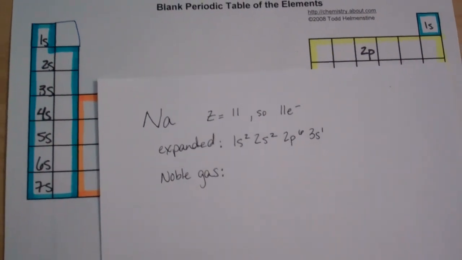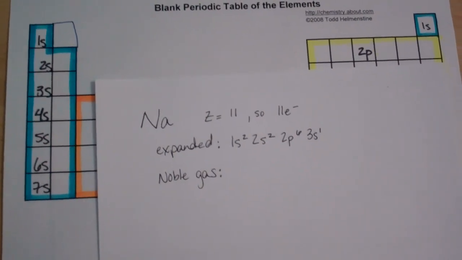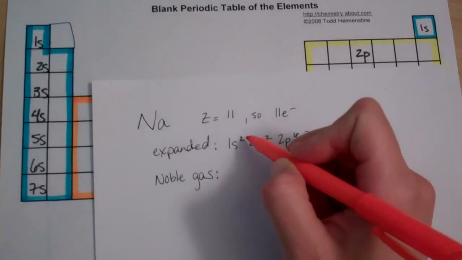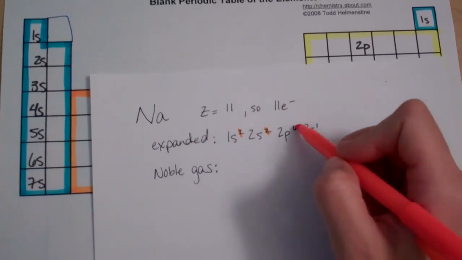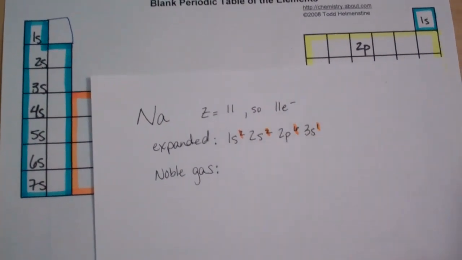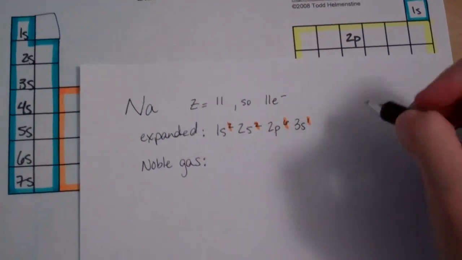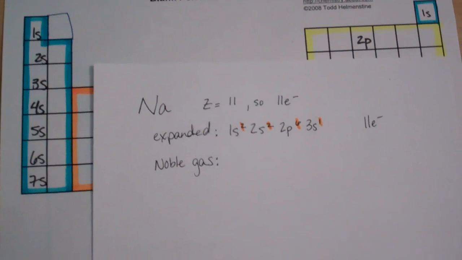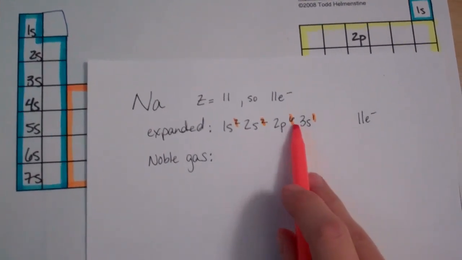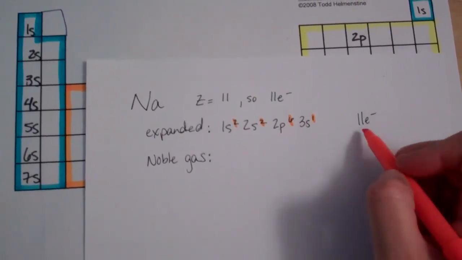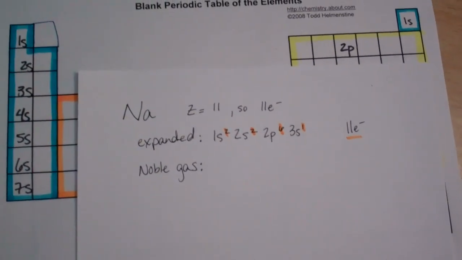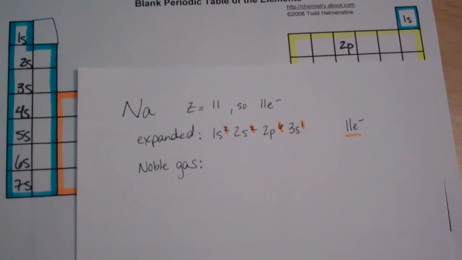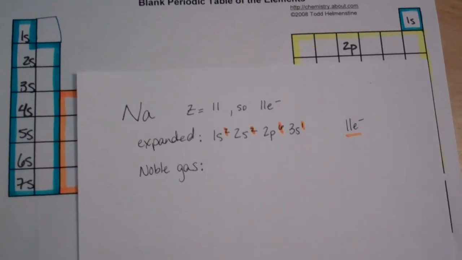We can go back and see how many electrons we put in by counting the superscripts. We have 2, 4, 10, 11 electrons. The superscripts tell us the number of electrons in each subshell, and if you count them, you'll figure out how many electrons you have.